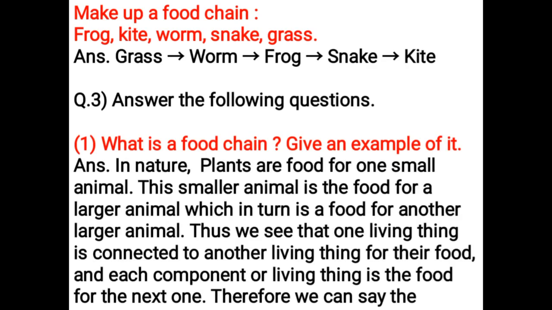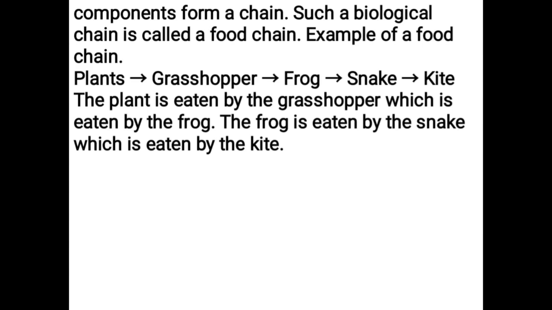In nature, plants are food for one small animal. This small animal is the food for a larger animal, which in turn is the food for another larger animal. Thus, we see that one living thing is connected to another living thing for their food, and each component or living thing is the food for the next one. Therefore, we can say the components form a chain. Such a biological chain is called a food chain.